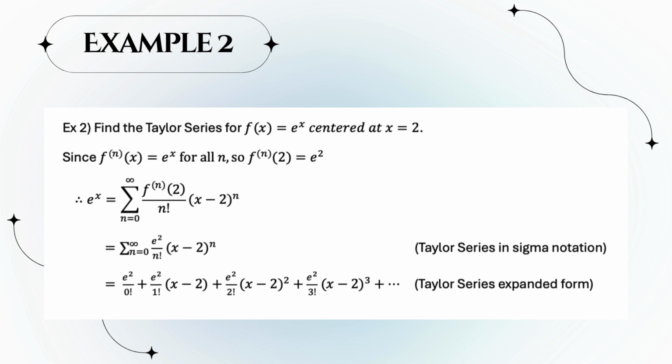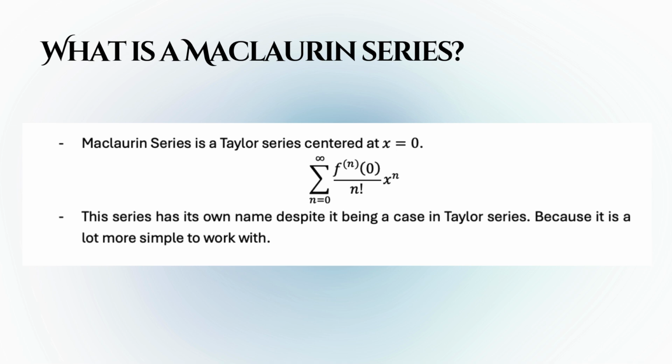That gives us the sum from n equals 0 to infinity of e squared over n factorial times the quantity x minus 2, to the n. This is the Taylor series written in sigma notation. If we expand it out, it looks like this. What is the difference between a Taylor series and a Maclaurin series? A Maclaurin series is just a Taylor series centered at 0.